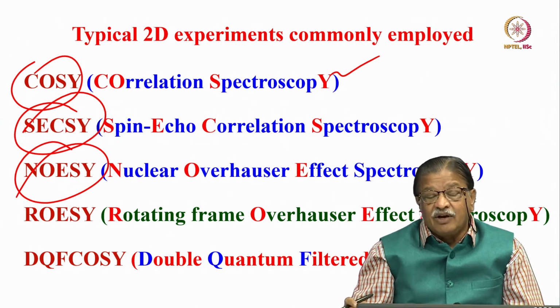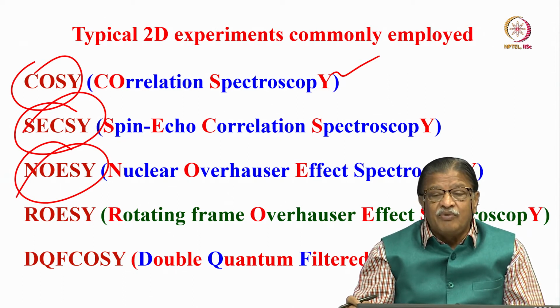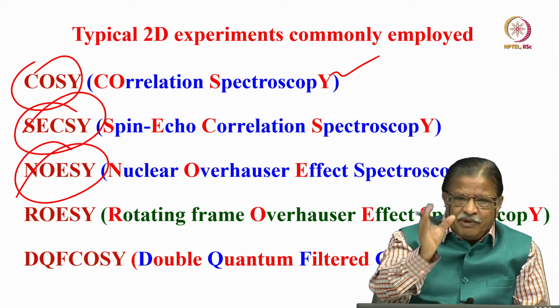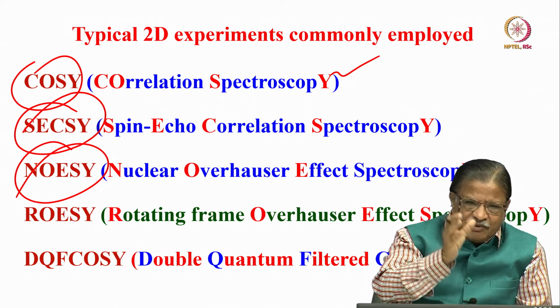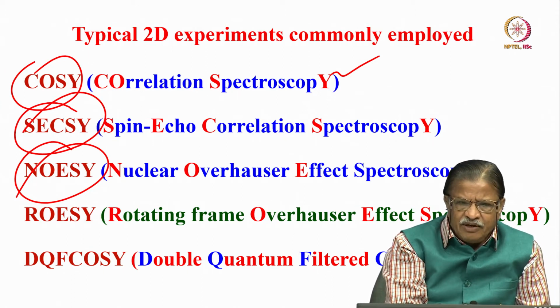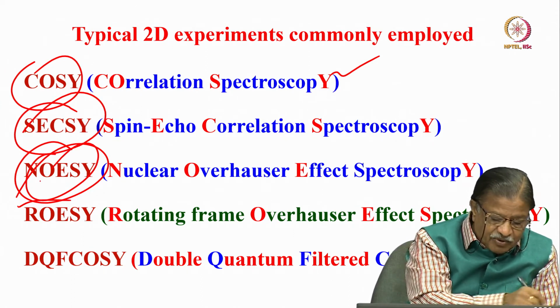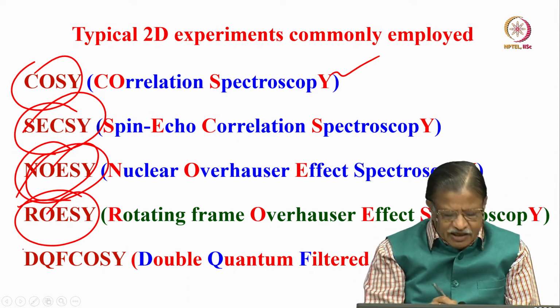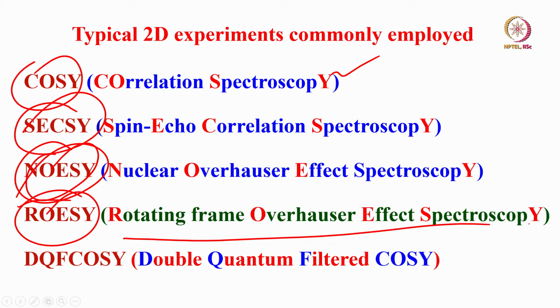That is where you get the information about 2 nuclei which are close in space, where NOE transfer is going on. One nucleus, because of irradiation, we discussed about NOE. You irradiate one of the protons, you see the change in the intensity of the other one. So NOE information can be obtained by NOESY. There is also ROESY. ROESY is the rotating frame Overhauser effect spectroscopy.